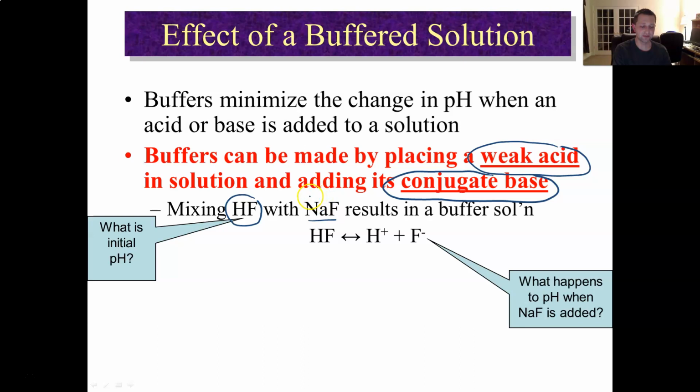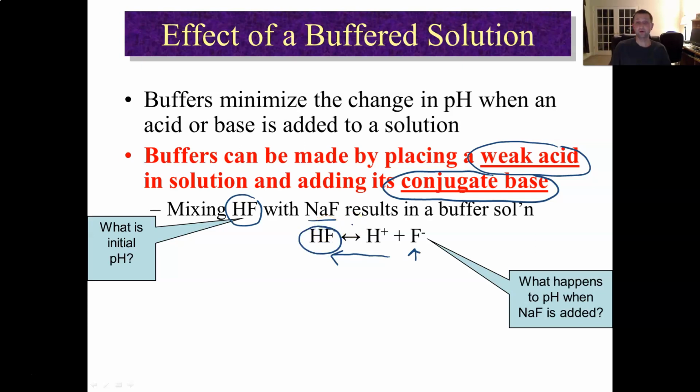NaF dissociates into Na+ and F- ions. You can see our dissociation equation for hydrofluoric acid. If I increase my fluoride concentration by adding the NaF, due to Le Chatelier's principle, we increase the concentration of a product. That increases Q, which would shift the reaction to the left and create even more HF.